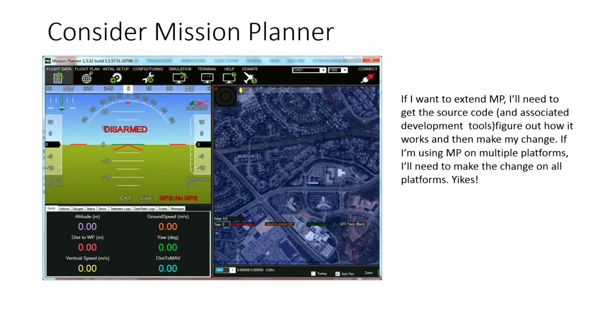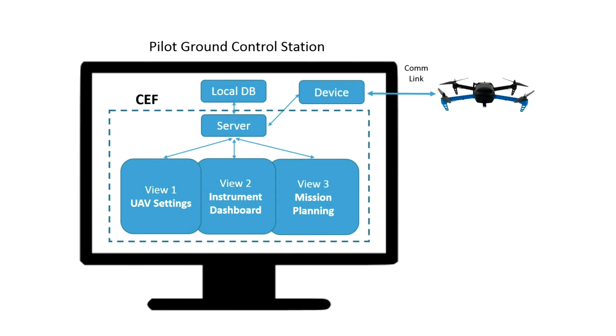Consider a common ground control station called Mission Planner. I've used Mission Planner extensively and I love it. However, if I want to extend Mission Planner, I'll have to get the source code, figure out how it works, and then try to modify the code and recompile Mission Planner. If I'm using Mission Planner on multiple platforms, I will have to make my code change to the code repositories on all the platforms. So how does one implement a ground control station using a client-server architecture?